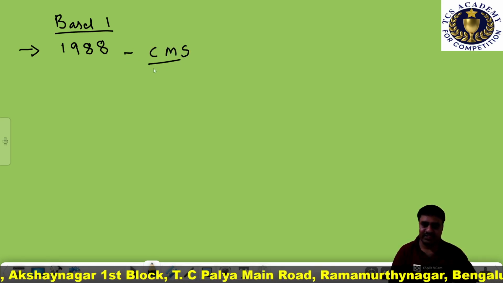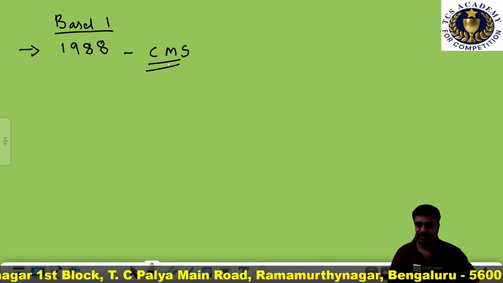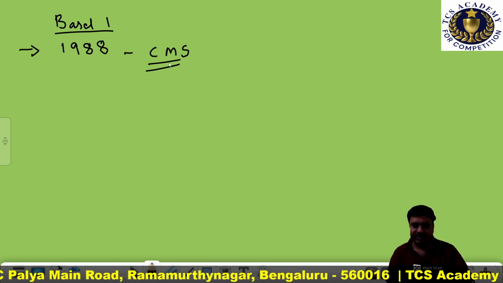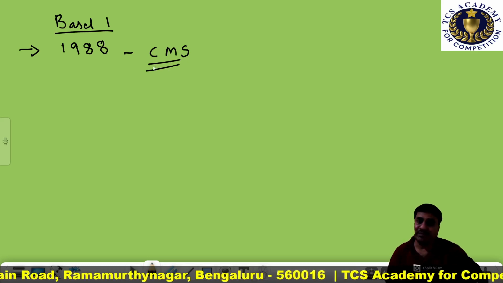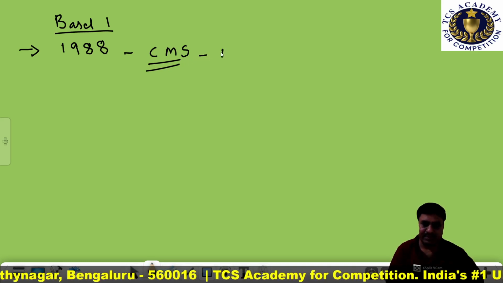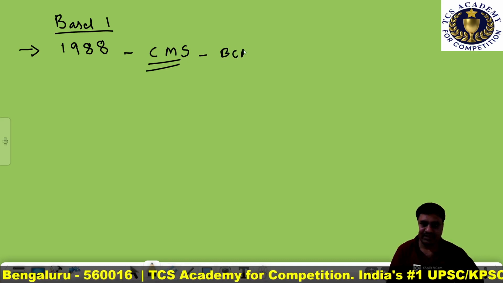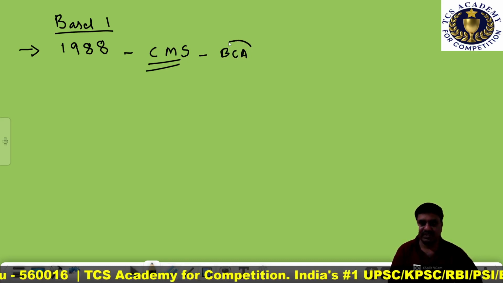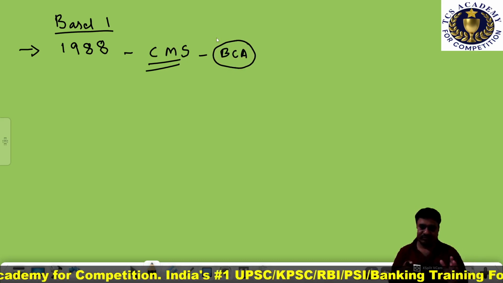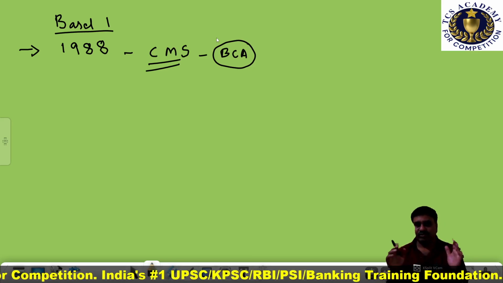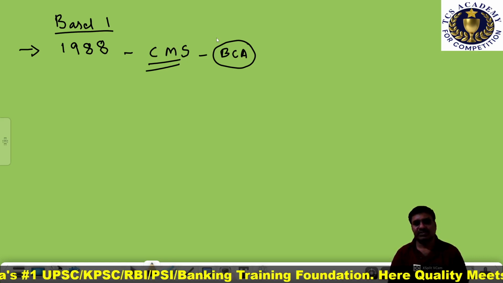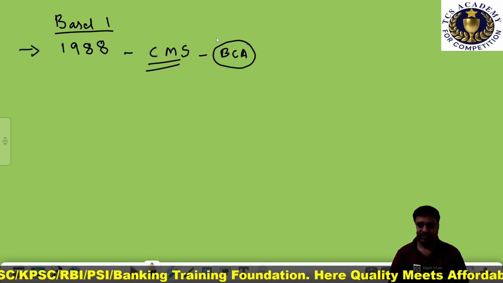There is a system that has been introduced by the BCBS in the form of Basel 1, which we call a capital measurement system. It is also called the Basel Capital Accord. That is one important concept you have to remember. So when was Basel I released? In the year 1988.